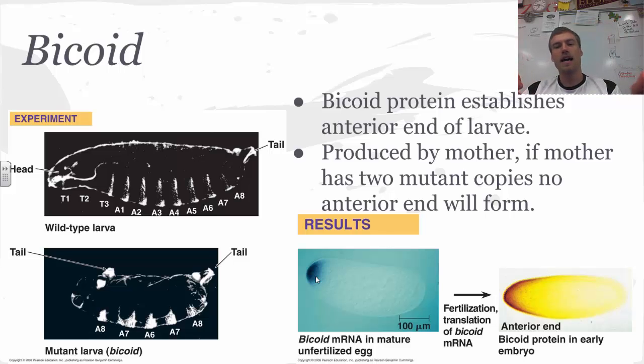When that was knocked out, so if the mother had two mutant copies, there was no bicoid mRNA found, and therefore no bicoid protein. So the larva was unable to develop the anterior end. So pretty cool, an interesting thing where the mother actually influences the development of the fly in a much different way. So even if the fly had one mutant copy and one good copy, it still would not be able to develop properly.